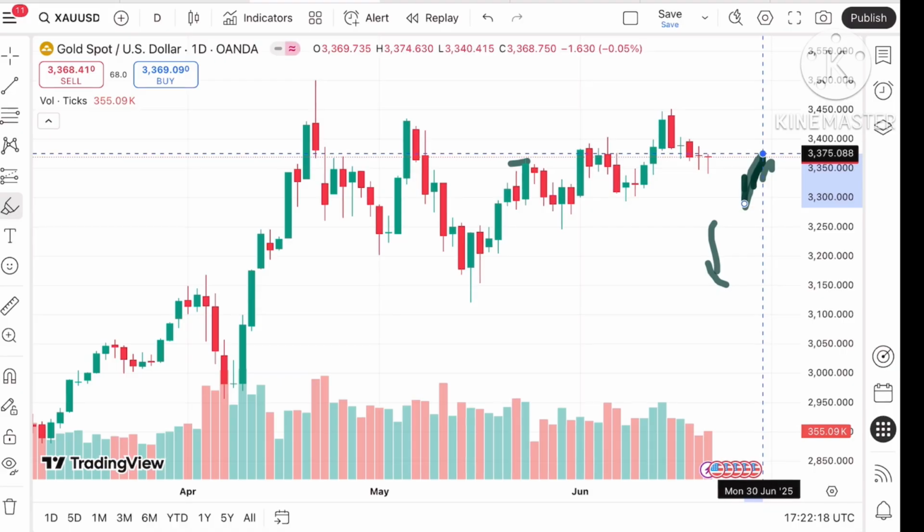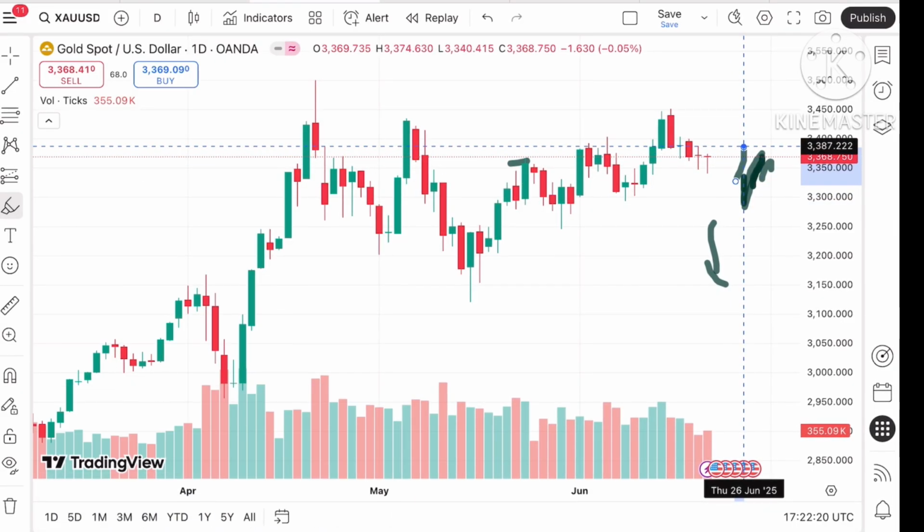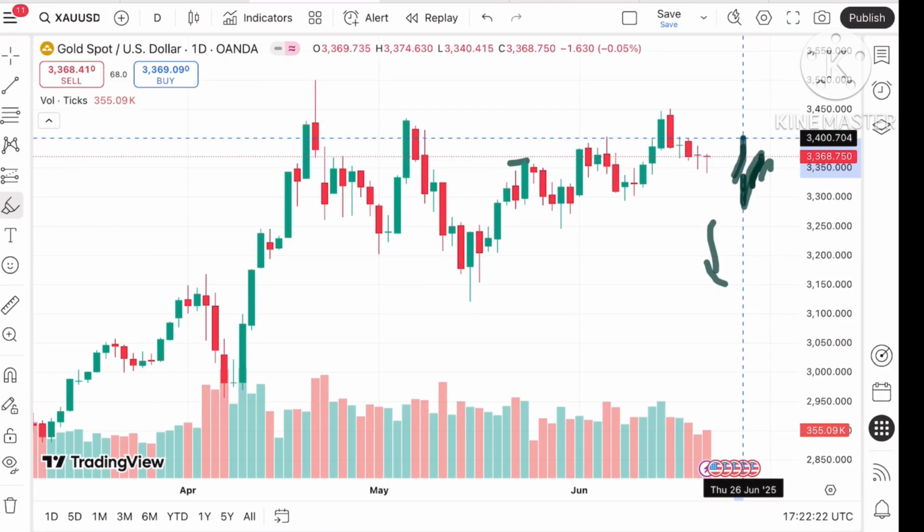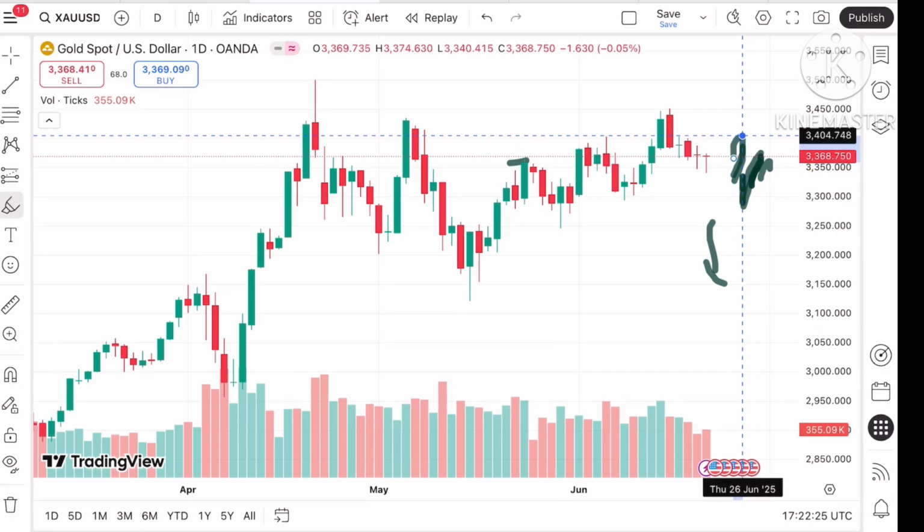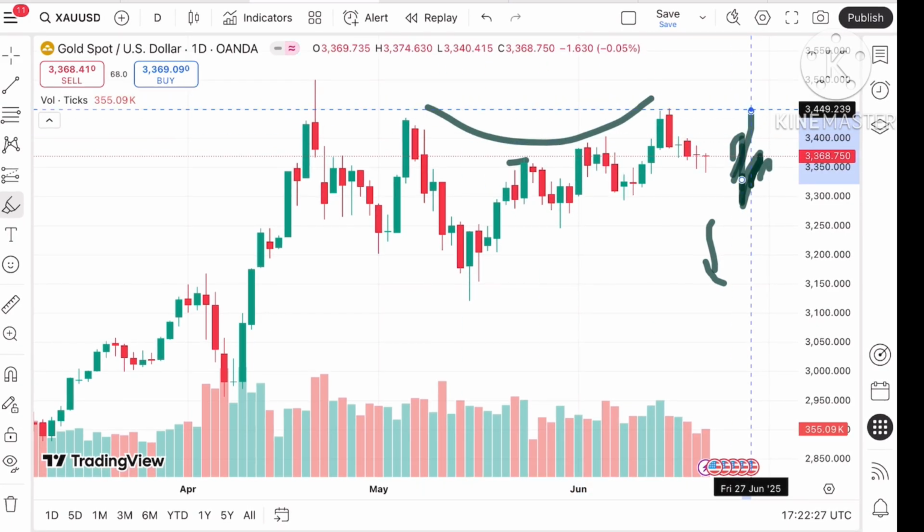But if it sustains, it can move towards 33.75 to a level of 33.87, and from there a level of 3400, and then this particular pattern will support, so we can see a level of 34.